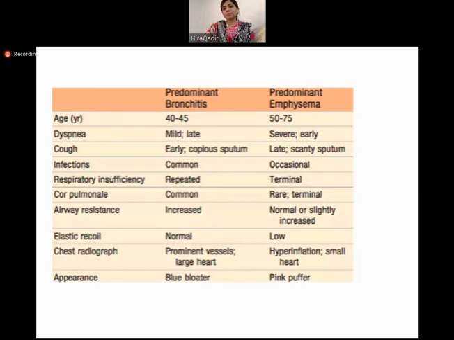Why pink puffer? Because whenever there is hypoxemia, and hypoxemia is more in the emphysemic patient, that gives the signal to the kidney, and the kidney releases erythropoietin, and that erythropoietin stimulates the production of red blood cells. That's why there is secondary polycythemia in COPD patients. So they can present with pink puffer features.